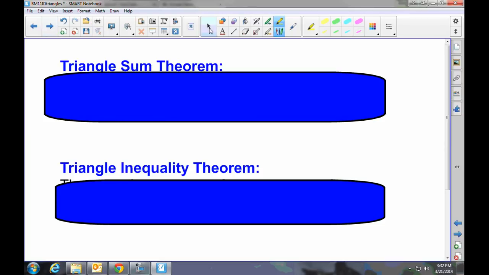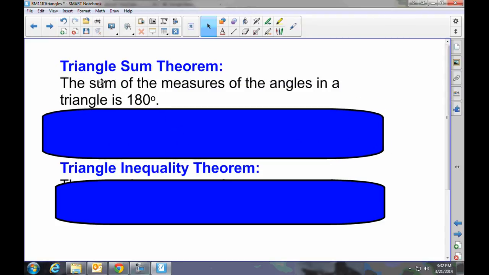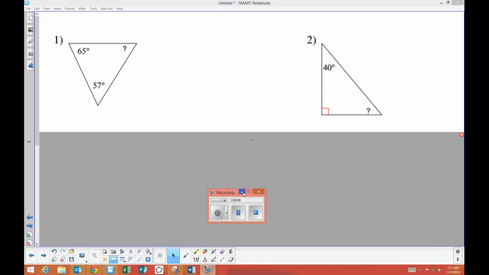Okay. You should be familiar with the triangle sum theorem. What do all the angles in a triangle always add up to? You got it, 180. The sum of the measures of the angles in a triangle is 180 degrees every single time. Okay, so let's look at some triangle angle sum problems.